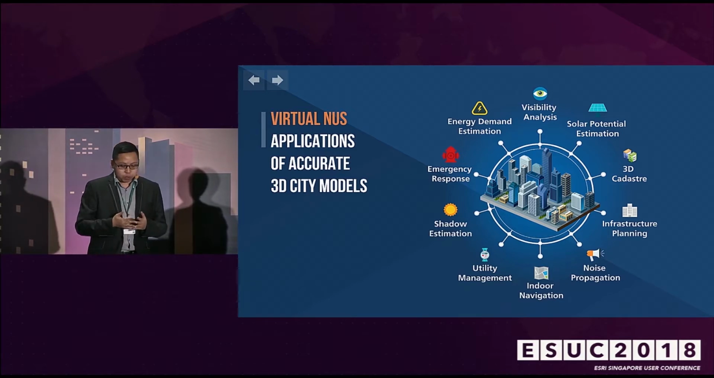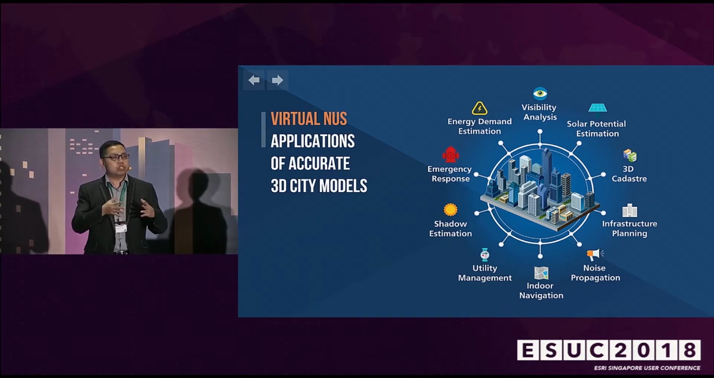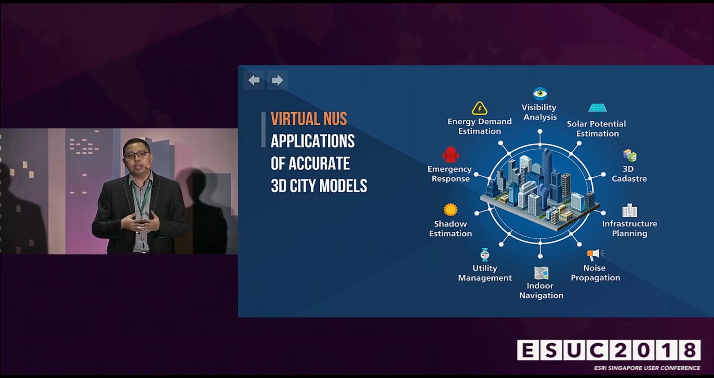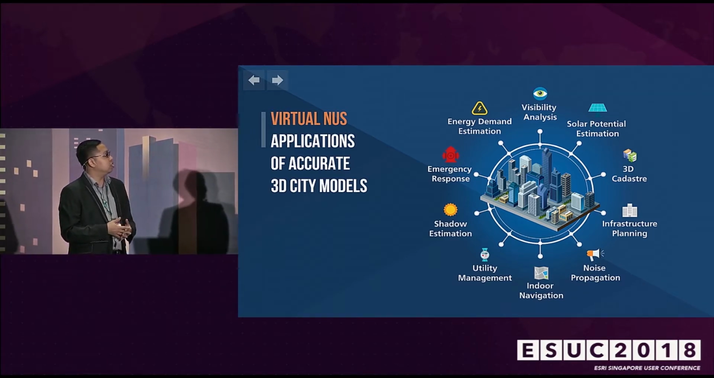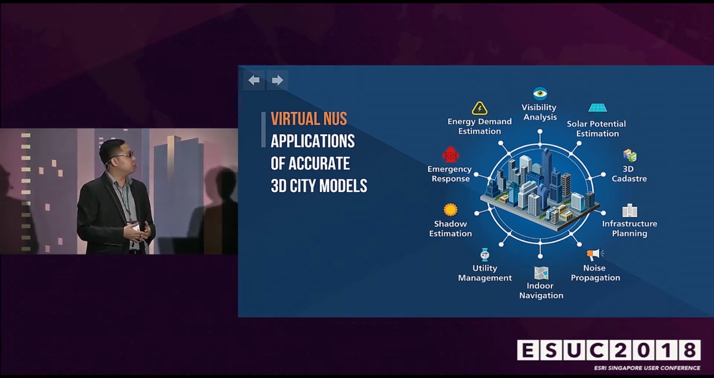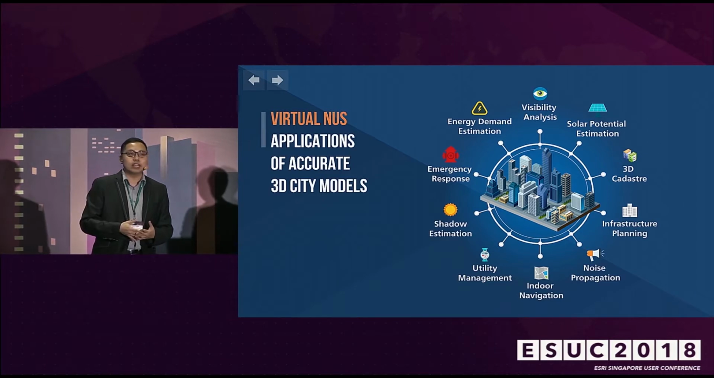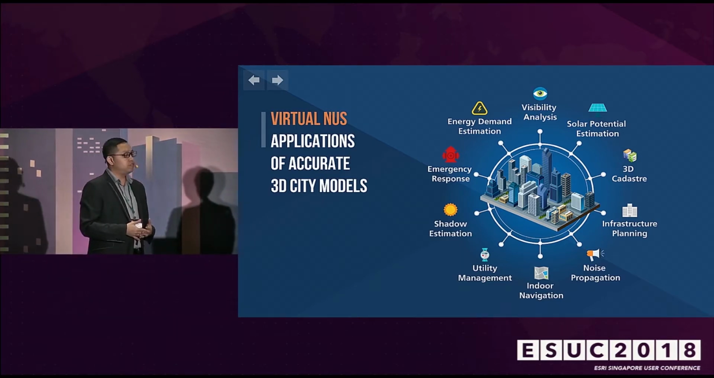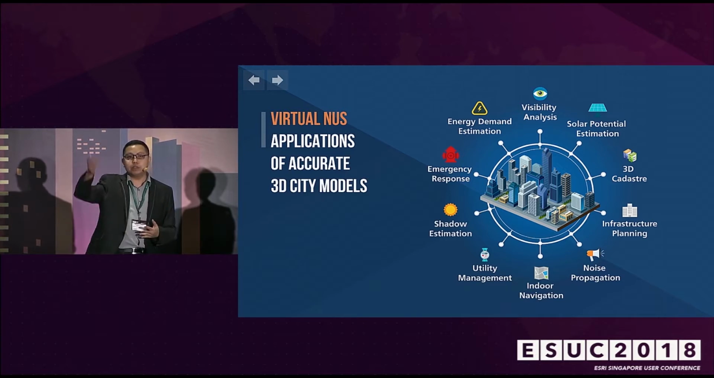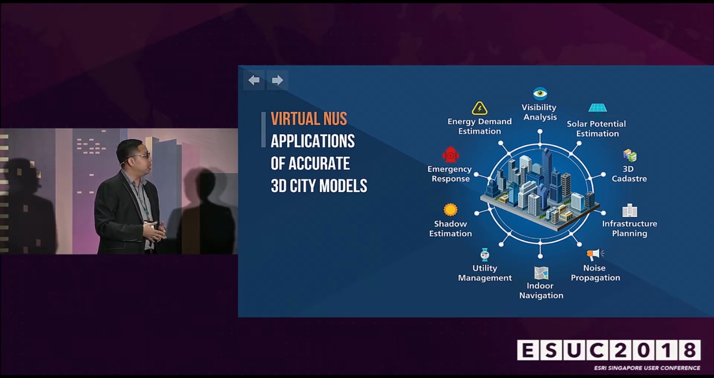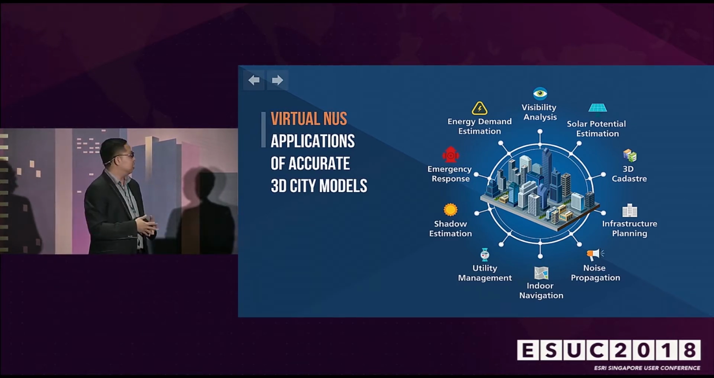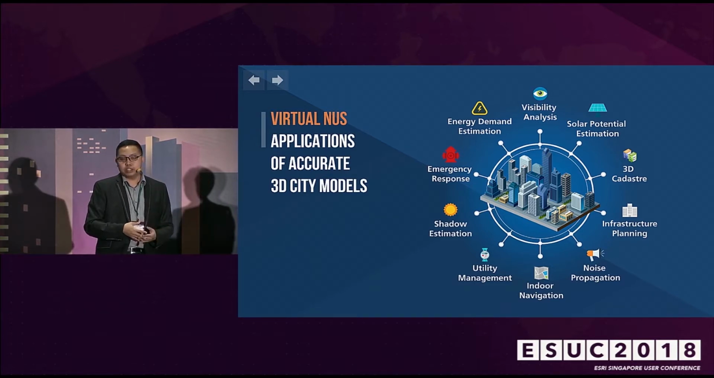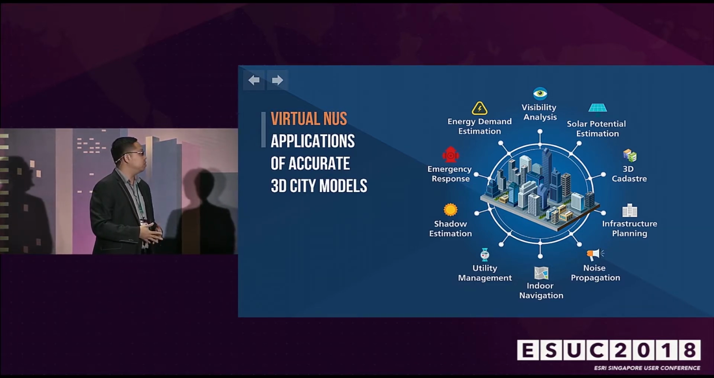So there is a lot of motivation why we want to put in so much effort to create a very high accuracy 3D map of the campus. In terms of this type of models, we have a lot of typical applications, such as very accurate solar potential estimation. You can do very accurate 3D cadastral control. You can use it for infrastructure planning, both above the ground, above the rooftop, or underneath the ground. We can also use such accurate geometry models to do a lot of computational fluid dynamics simulations, such as noise propagation and pollutant dispersion, for example.